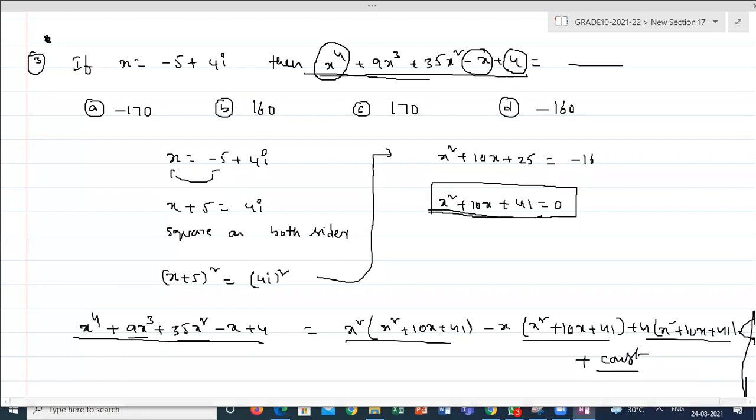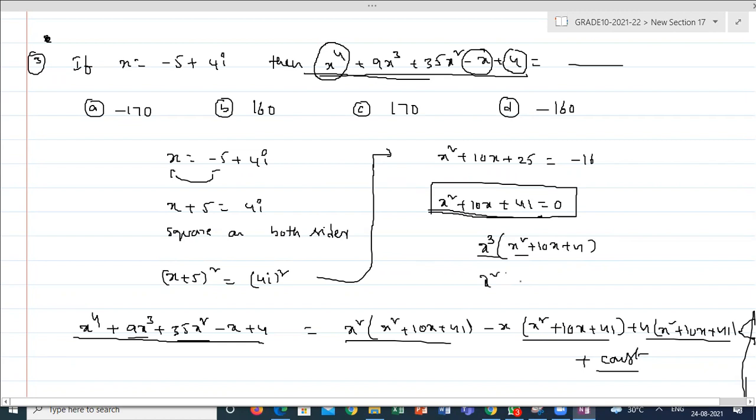Students, are you clear how I wrote this equation? Suppose I'm taking x cube into this expression. If I take x cube, the maximum power of this expression is 4. If I take x cube into x square plus 10x plus 41, I get x power 5, so it is not possible and not required.